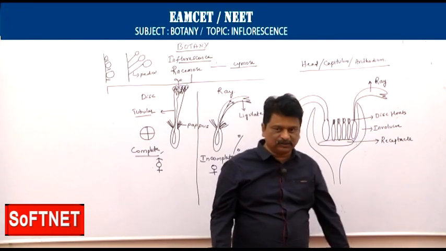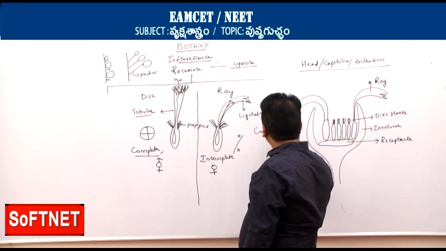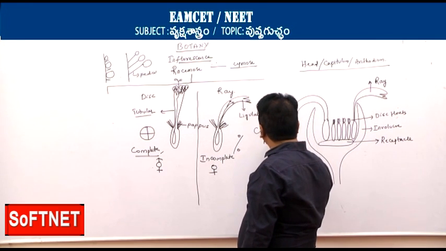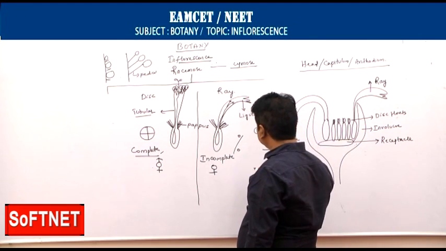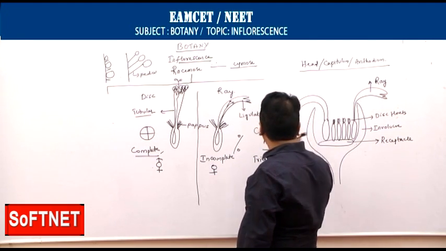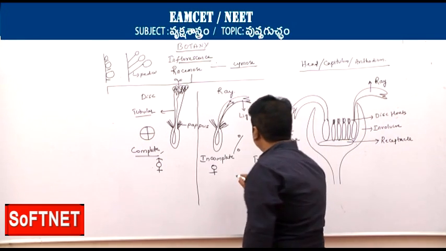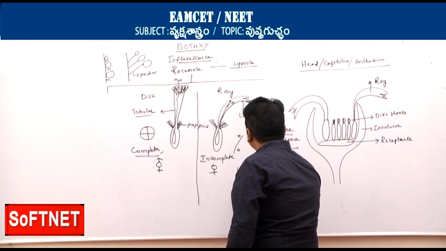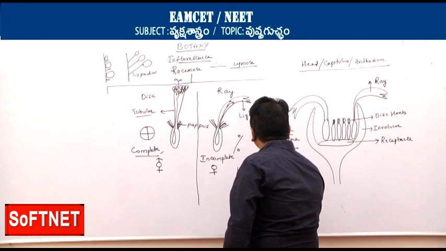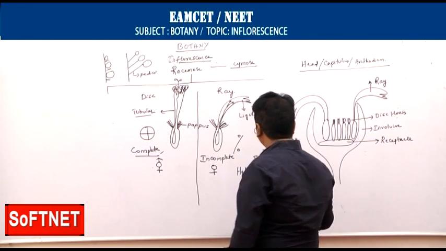And head inflorescence belongs to family Compositae. It is the old name and the new name is Asteraceae. Then point, in some head inflorescence, two types of florets present, disc florets and ray florets. That is called heterogamous head. Example for heterogamous head, tridax and sunflower.